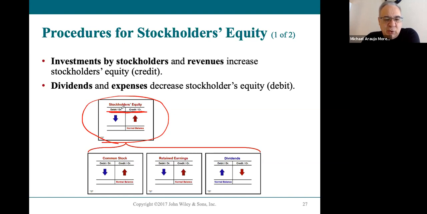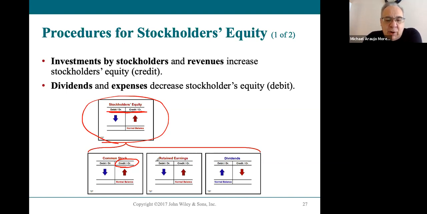Every account has two sides. One side increases the account, the other side decreases the account. That's the only two things that can happen in an account. You either have more of it or less of it. So common stock is a stockholders' equity account. You're almost just going to see the credits going on there, because every time there's stockholders, we're going to show that on the credit side of common stock.